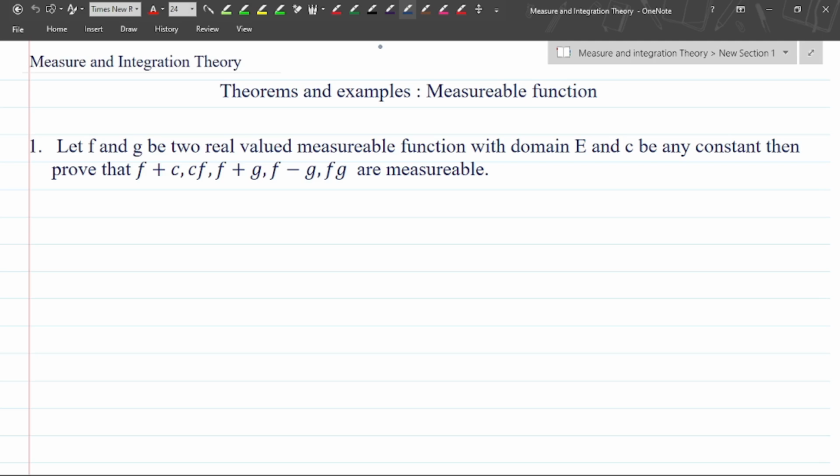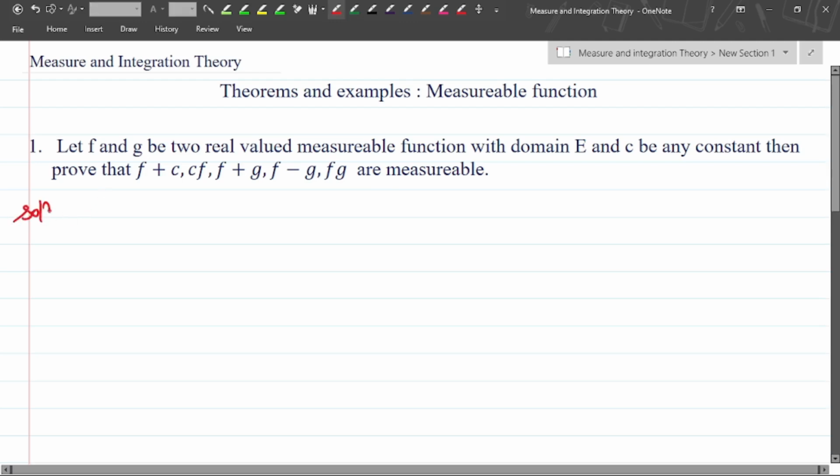So basically, we'll discuss two examples one by one. First, if we have f and g as two real valued measurable functions with domain E, and c be any constant, then prove that f plus c, f into c, f plus g, f minus g, and f into g are measurable. So we'll prove all these one by one. Let's start the solution.